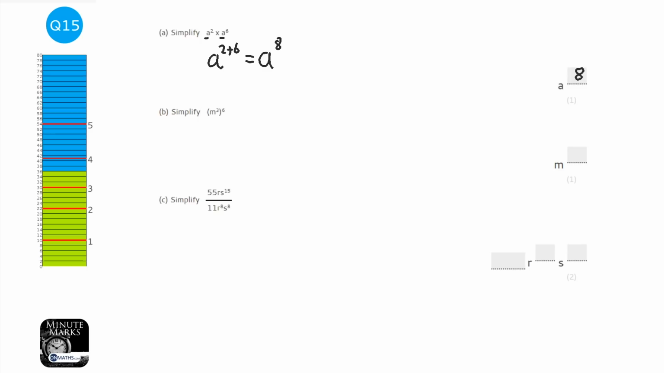The next rule says if you've got a power inside the bracket and outside the bracket, you times them together. So it's m to the power of 3 times 6, which is m to the power of 18.